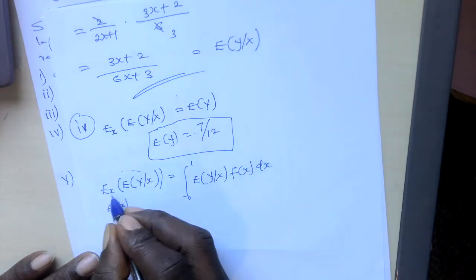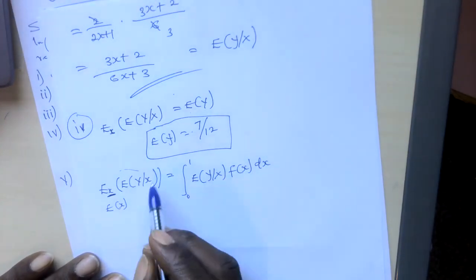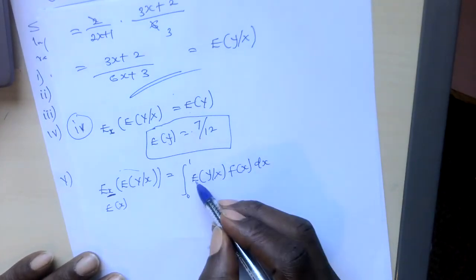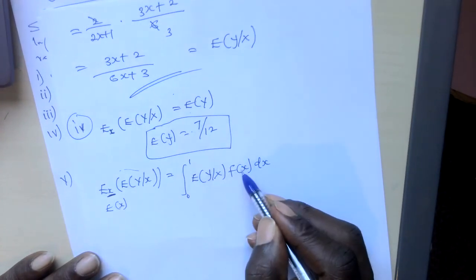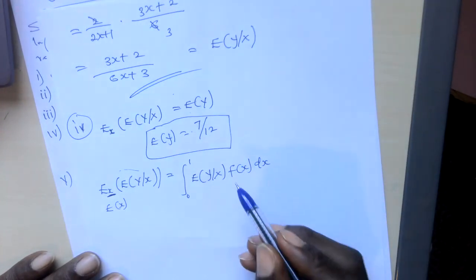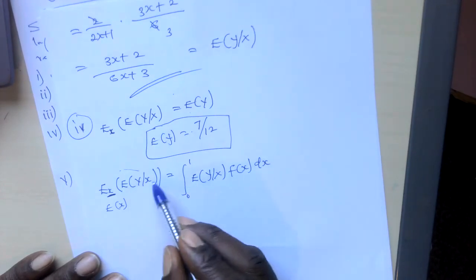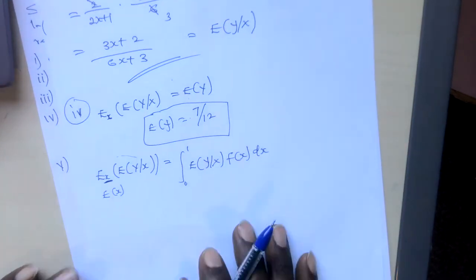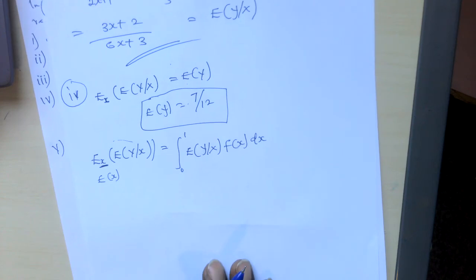Why is there f of x? Because it's across x, right? So this times this. If you want to find the variance, you find the square of this times this minus the expected value of this squared. But that's for the variance. What we're looking for now is the mean.